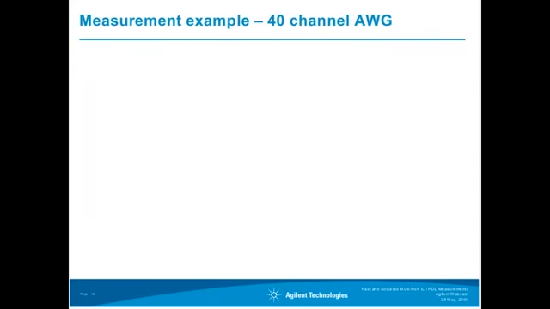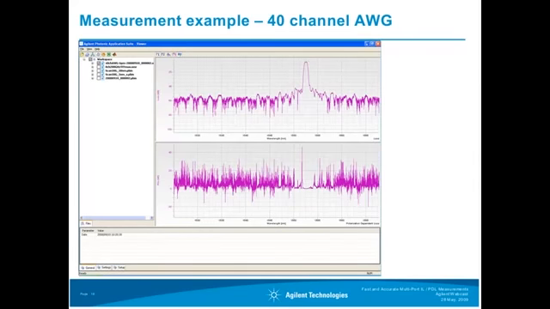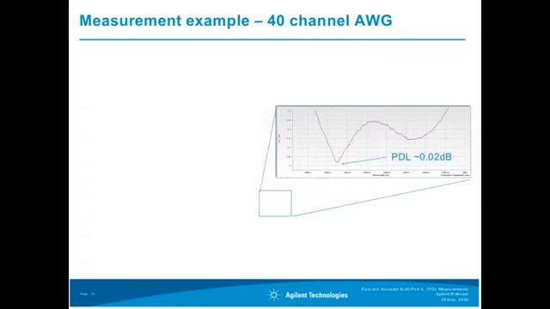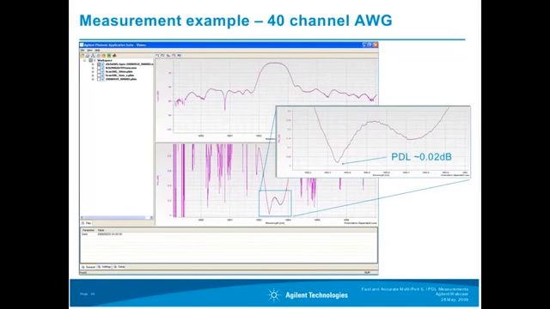You can also look at multiple parameters at the same time, as you can see here. So we have here the loss characteristics, and in addition the PDL characteristics of one of the channels. Looking at the PDL characteristic a bit more in detail, after zooming in, we see that this particular device has a PDL of about 0.02 dB, and so this measurement system allows you to highly accurately verify the components also for this PDL parameter.